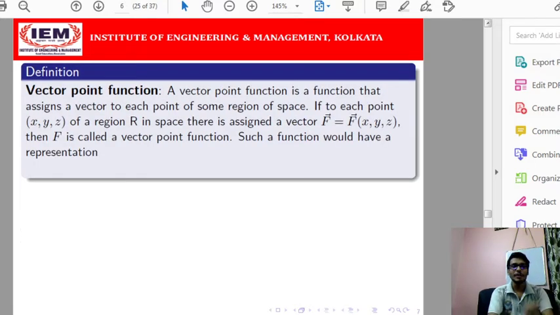We will define the vector point function. What do you mean by the vector point function? Similarly, if I consider any two-dimensional or three-dimensional plane or any body, and we assign some function which provides some vector value to each and every point in that particular plane or domain, it is called a vector valued function or vector point function, because through the vector we are identifying the value corresponding to each and every point in that particular body.